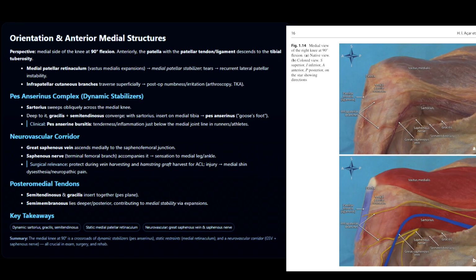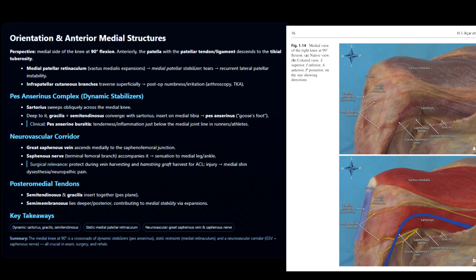Clinically, the pes anserinus is a hotspot. Athletes and runners often develop pes anserine bursitis, characterized by pain and swelling just below the medial joint line. When palpating a patient, tenderness in this region helps you differentiate it from intra-articular pathologies.